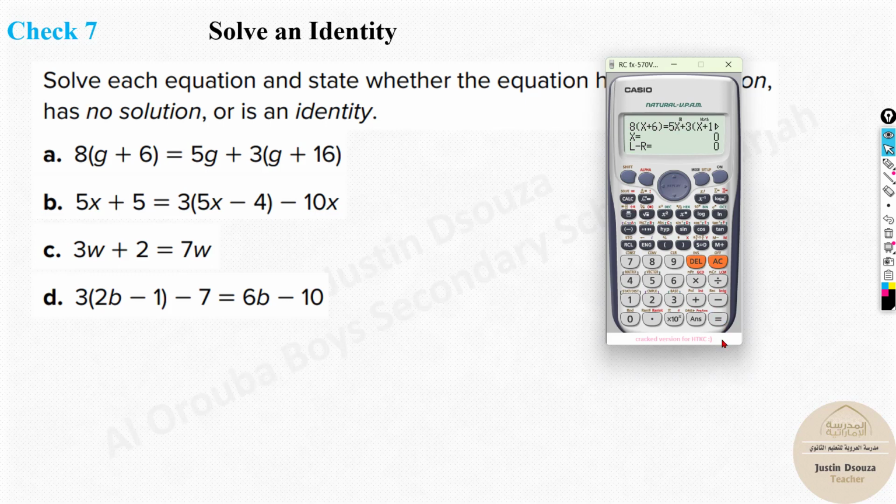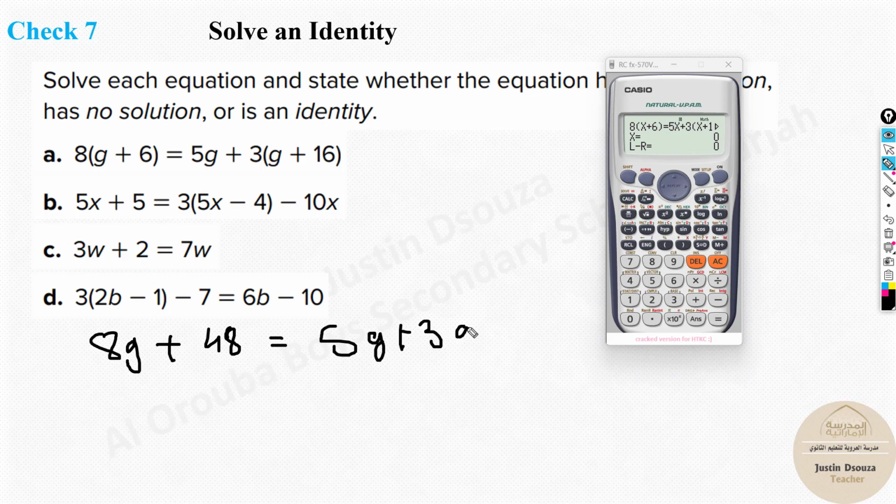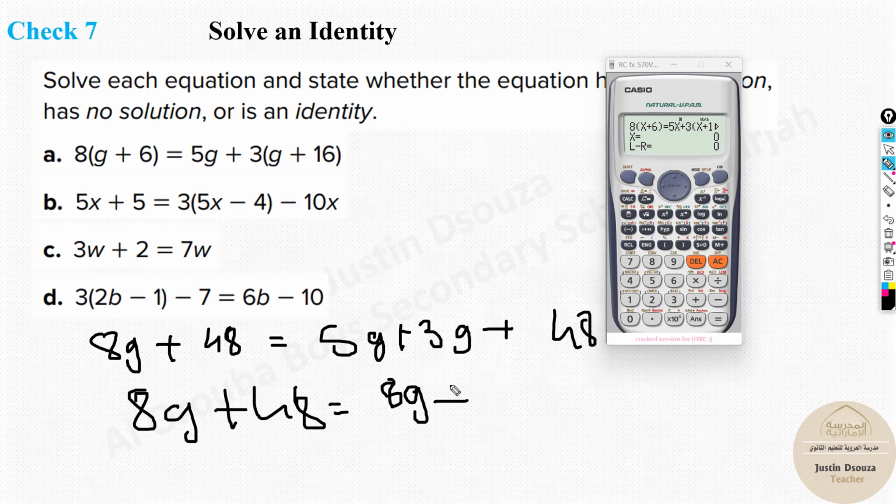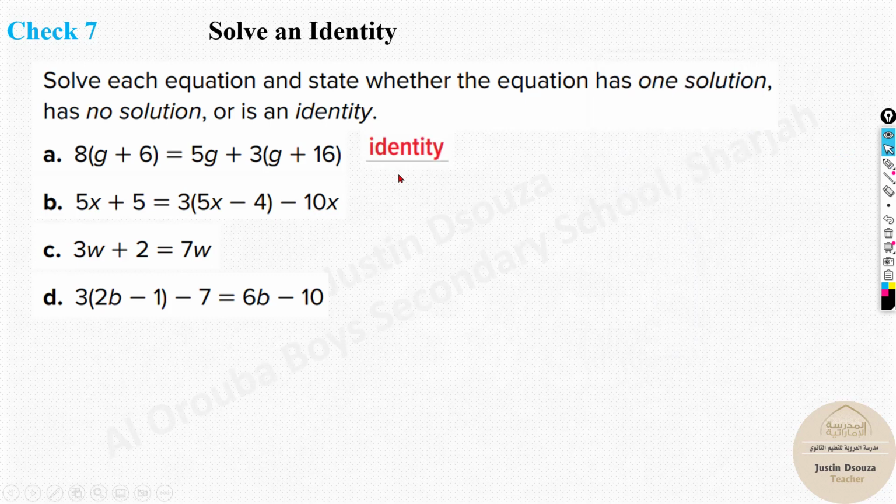Now, this is mostly an identity. You can simplify this and check. It'll be 8g plus 48 equals 5g plus 3g plus 16. Now, 16 times 3 is 48. Okay. Now, this is 8g plus 48 equals 8g plus 48. Can you see both the sides are equal? They cancel out. You can write 1 equals 1 or 0 equals 0. This is an identity. First one.